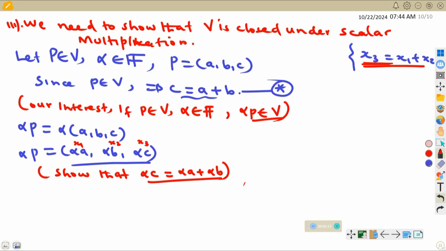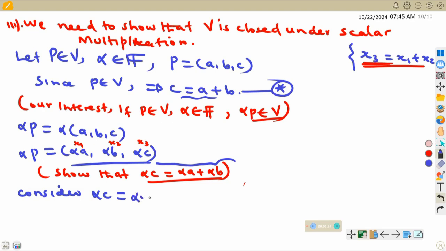Okay. So in order to show this, let us consider the left hand side. What is the left hand side? It is alpha C. And what are you interested in? You want to get alpha C equaling to this. So you will consider the x3 component, which is alpha C, and see whether you will get alpha C equaling to alpha A plus alpha B. So let us look at this.